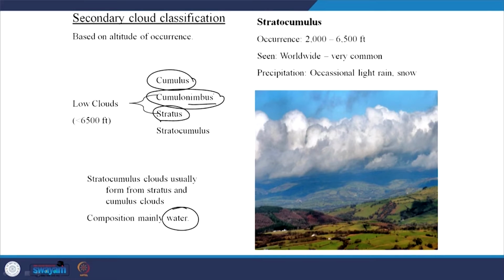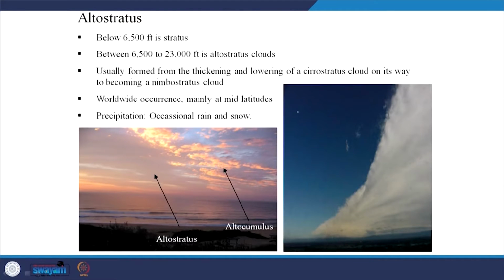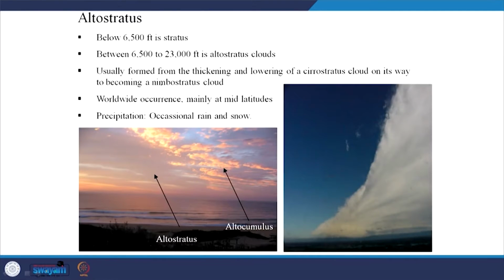So the only other type of cloud there is the stratocumulus cloud, and when you bring in mid-level altitudes, we say that altocumulus is the one, which can be seen worldwide. You can see it everywhere. Precipitation is light rain, not so much, and they are mainly composed of liquid water, right. And the next type of cloud is altostratus. Altostratus clouds generally form from 6,500 to 23,000 feet.